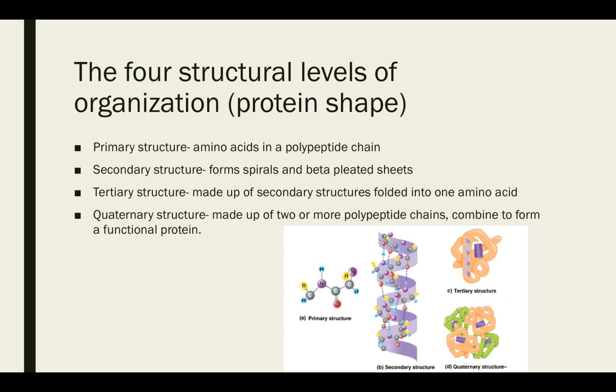You could see the primary structure, pretty basic. Secondary structure, spiral, or it could again be a sheet, which is just kind of a folded up piece of paper if you think of it. The tertiary structure, you could see it's made up of a couple secondary structures all folded up into one little structure. And the quaternary structure is pretty big, messed up, and that's because it's made of polypeptide chains.